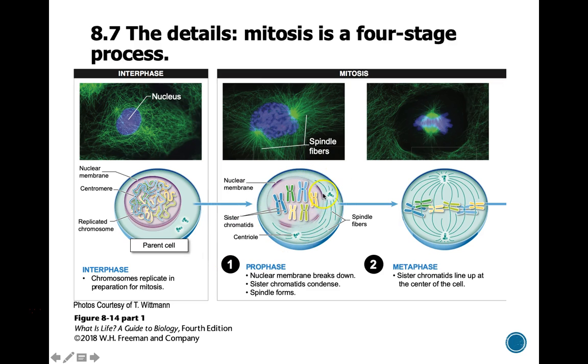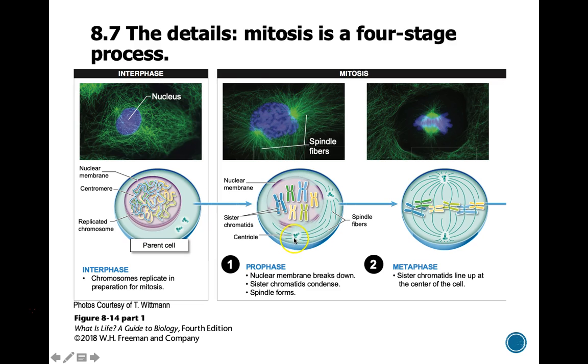In prophase, the nuclear envelope, the nuclear membrane, that's what our book calls it, has started to dissolve. The reason is that the cell needs to access all those chromosomes. So you can see here it's not as tightly packed.